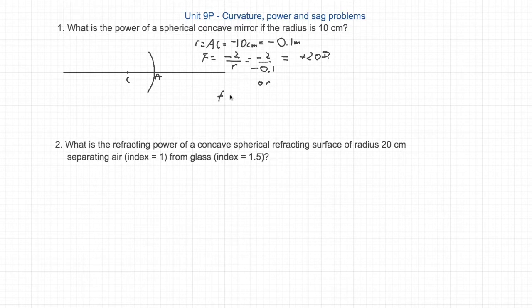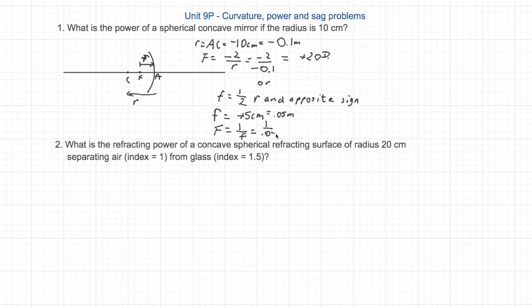The other way of thinking about it is that the focal length of a spherical mirror is half of the radius, and then you change the sign. You change the sign because the radius is measured in the opposite direction as the focal length. So for a concave mirror, the radius is negative and the focal length is positive. So the focal length equals 5 centimeters positive from F to A. That's 0.05 meters, and the power is 1 over F, which is again plus 20 diopters.